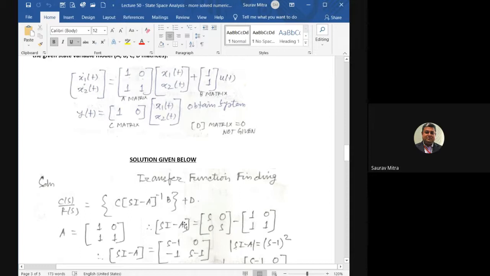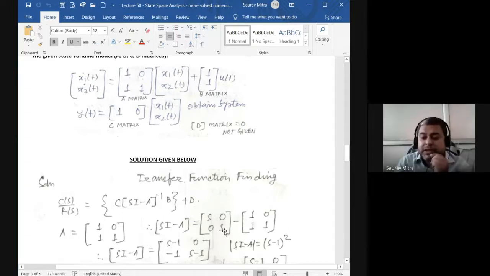So first you have to find sI minus A. In yesterday's numerical, I could not show all these things to you clearly. So first write down what is sI. So sI is nothing but [s 0; 0 s], the identity matrix multiplied with s. So that is sI, [s 0; 0 s] minus A. A is given here as [1 0; 1 1].